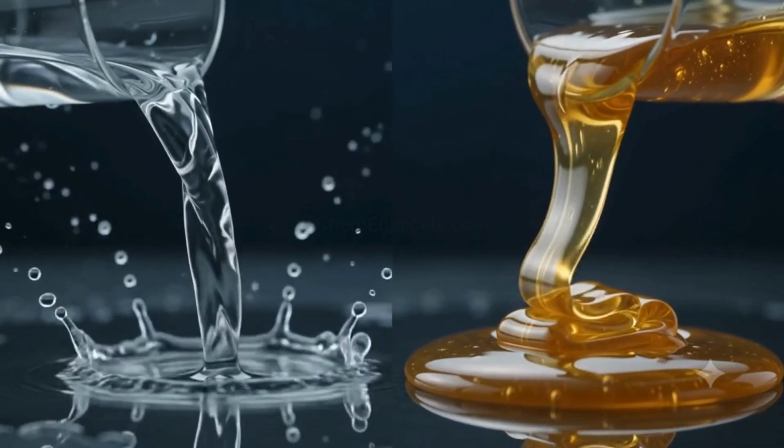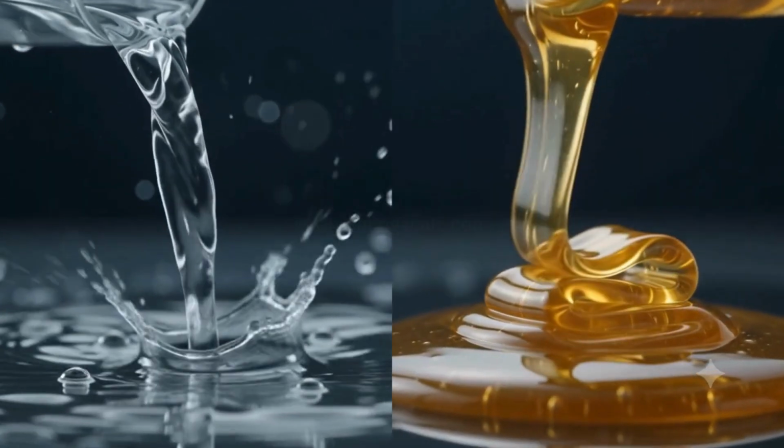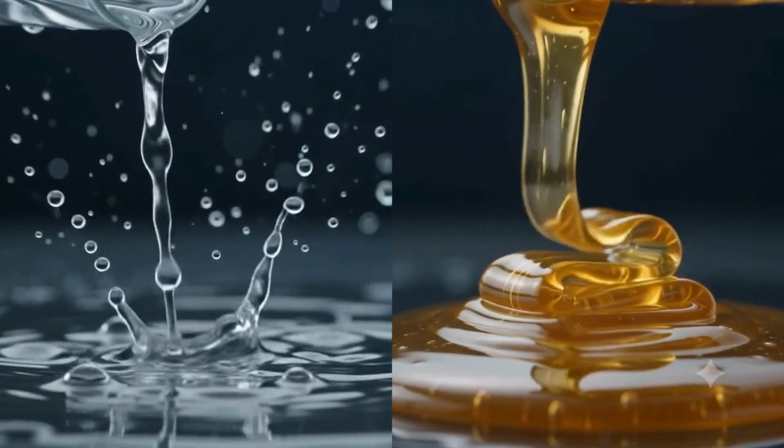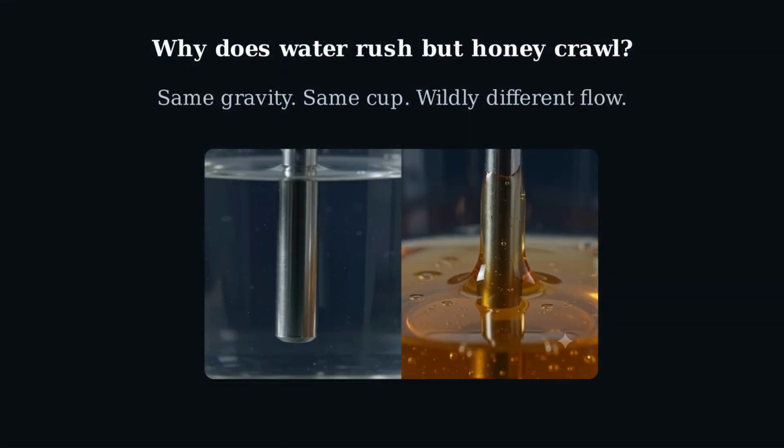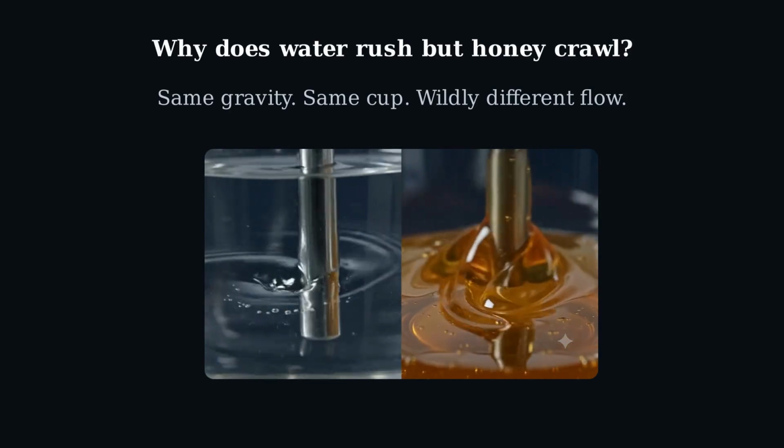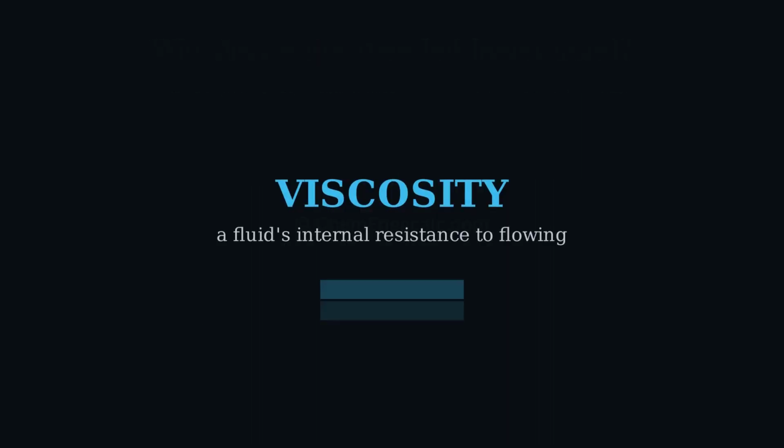When you pour water from a cup, it splashes out instantly. Pour honey from the same height and it creeps down in slow ribbons. Same gravity, but wildly different flow. Why? The answer is viscosity, a fluid's internal resistance to flowing.